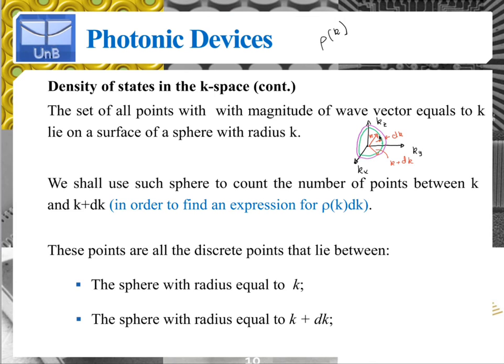So the space within this volume has all the points corresponding to wave vectors with magnitude between k and k plus dk. So geometrically, this has to make sense. We're going to count the number of points with wave vector between k and k plus dk. By doing this, we're able to count these points, and as we said, they're the points in between the sphere with radius k and the sphere with radius k plus dk. All the points within the solid defined by the region in between these two spheres.